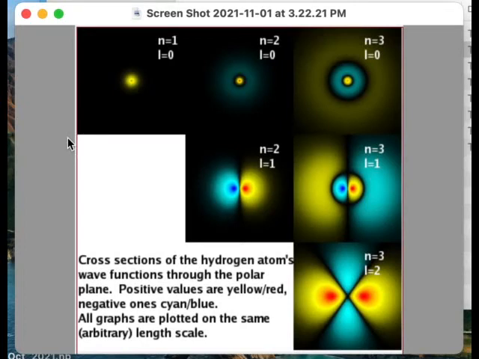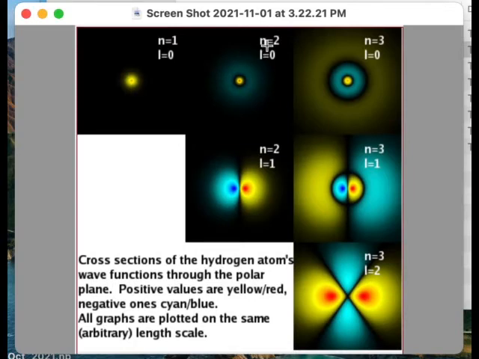Here's a picture taken from the internet, which shows hydrogen atom wave functions. A hydrogen atom has one electron, and these standing waves describe the electron in a hydrogen atom. There are many different states. There are states with n equals 1 and L equals 0. The electron is a little standing wave in a spherically symmetric form.